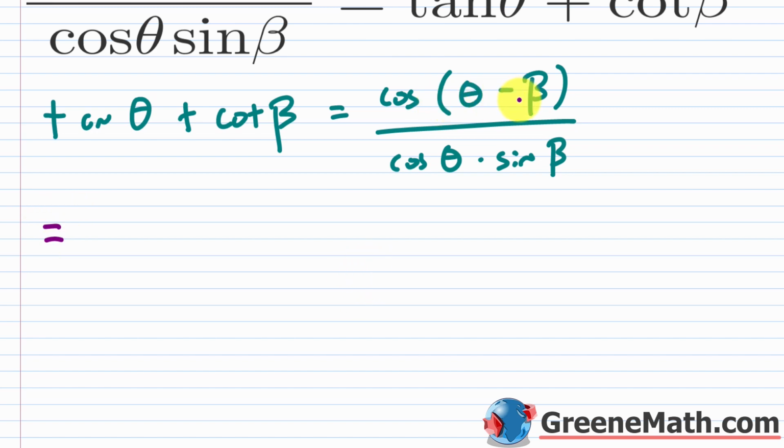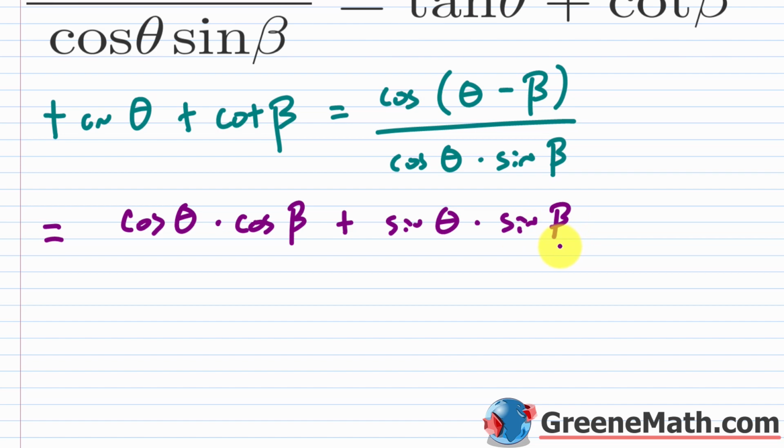I'm going to use my cosine difference identity here for the numerator. So this is the cosine of theta, then times the cosine of beta. Then this is a minus, so I want a plus. And this is the sine of theta times the sine of beta.